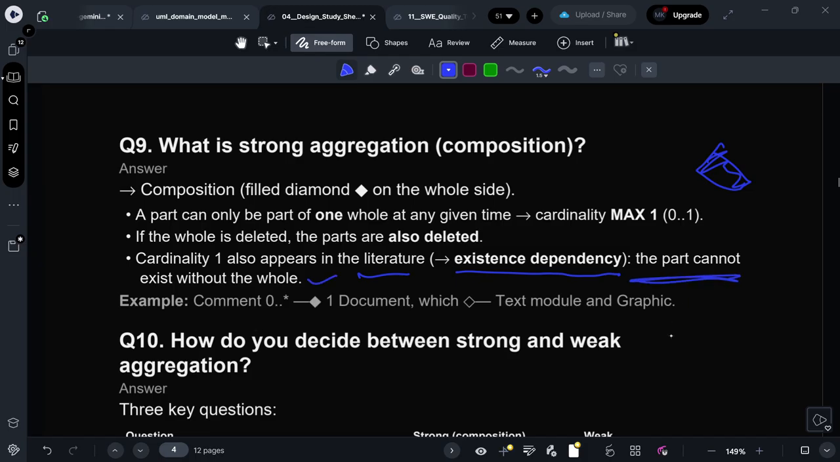So a comment has 0 to many, strong aggregation to a document. For example, if you have a document and you make a comment in that document, and then you delete it. A document can have 0 to many comments, but if you delete those comments, then these comments purely depend on this.